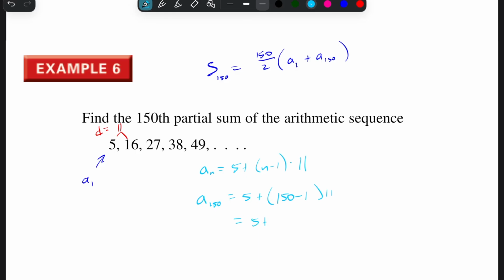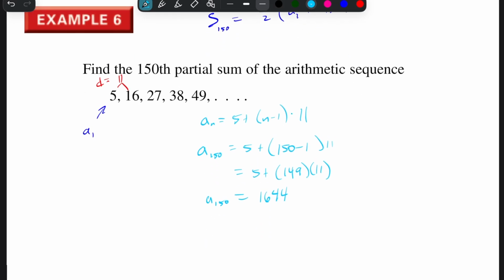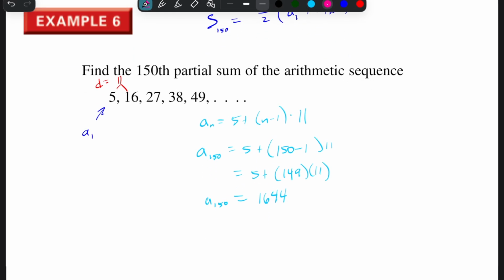That's 5 plus 149 times 11. And if we pop that in a calculator, it comes out to 1,644. There we go, my 150th term is 1,644. And now I can use my partial sum formula. The sum of the first 150 terms would be 150 over 2 times 5 plus 1644. That goes in a calculator, and we end up with 123,675.